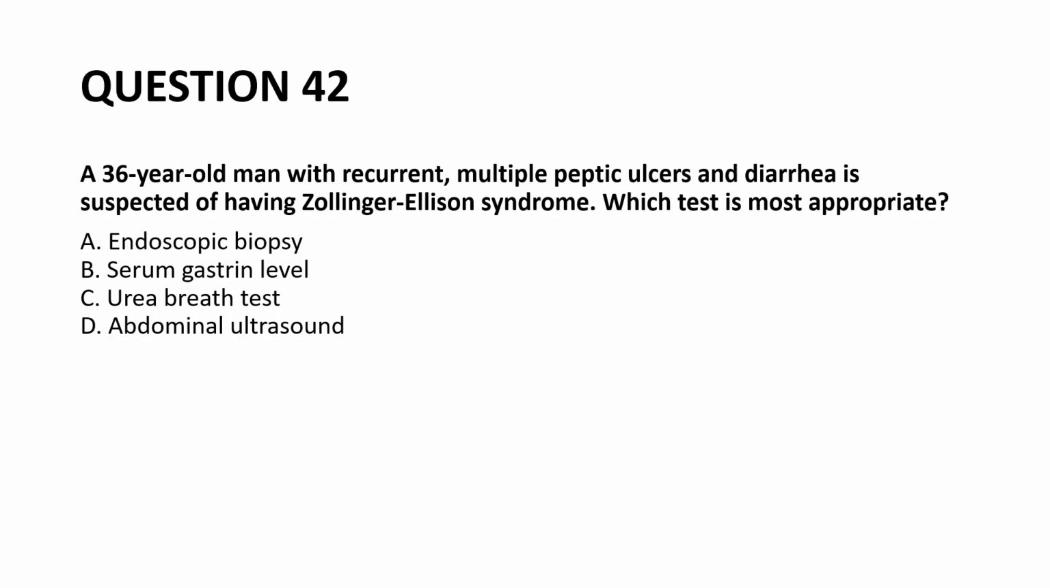A 36-year-old man with recurrent multiple peptic ulcers and diarrhea is suspected of having Zollinger-Ellison syndrome. Which test is most appropriate? Endoscopic biopsy, serum gastrin level, urea breath test, abdominal ultrasound. The correct option is B. Serum gastrin level.